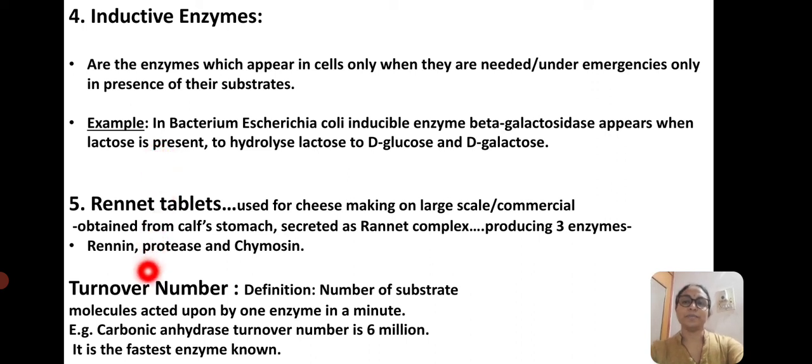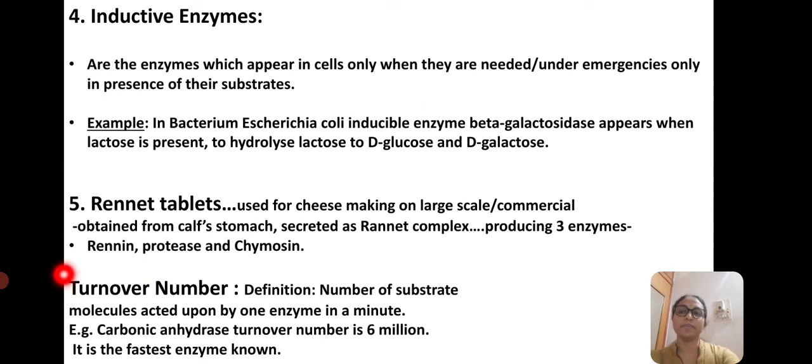also galactose. Then coming to the next interesting enzyme group, that is the rennet or rennet complex. These are the enzymes synthesized basically in the stomach lining of the calf, the baby cow. They are secreted as a complex of 3 enzymes: renin, protease and chymosin. This enzyme complex is utilized in commercial cheese making. This is the initial source. Nowadays even a vegetable rennet complex has come.